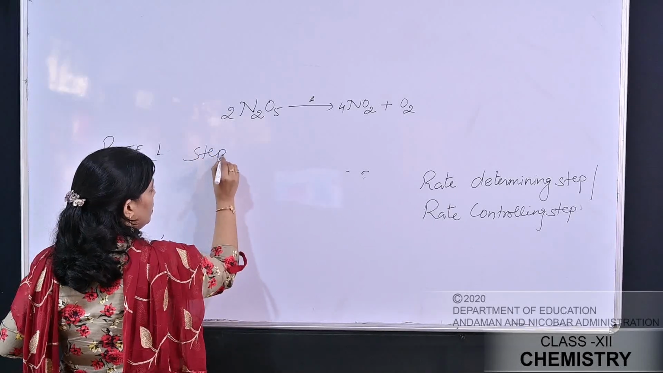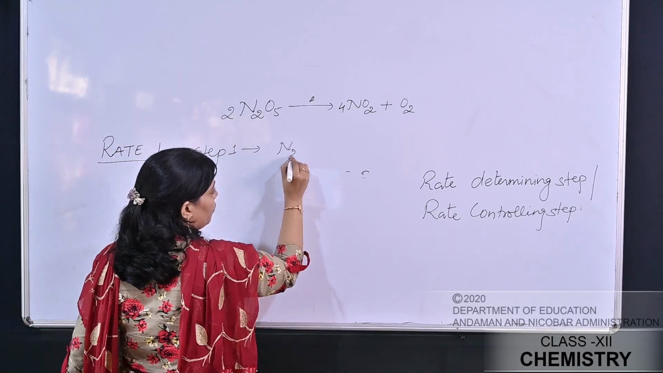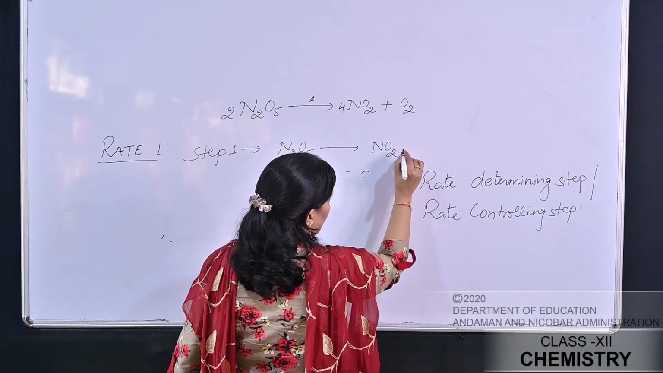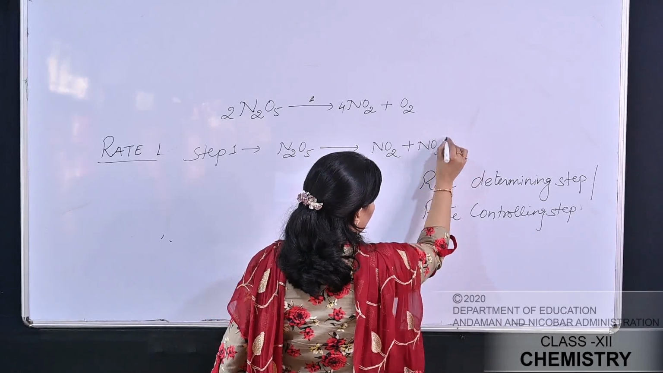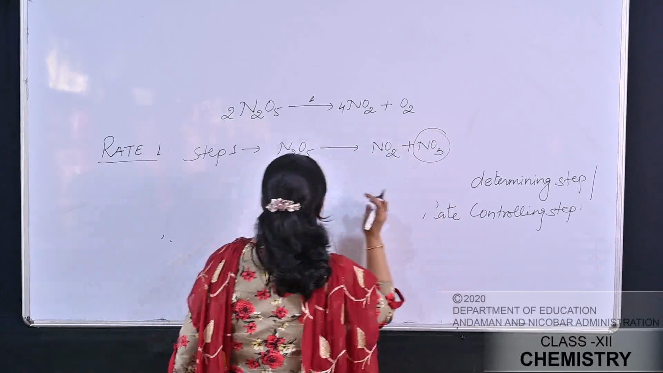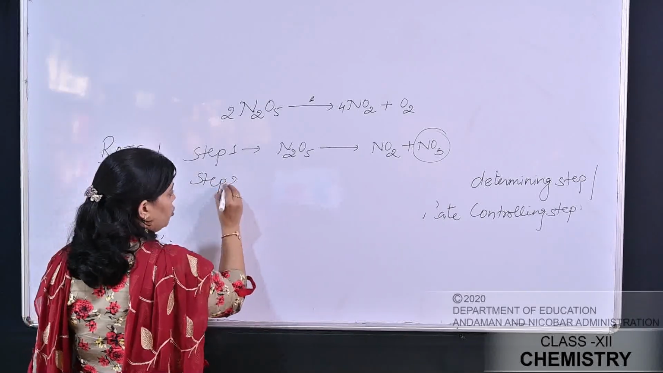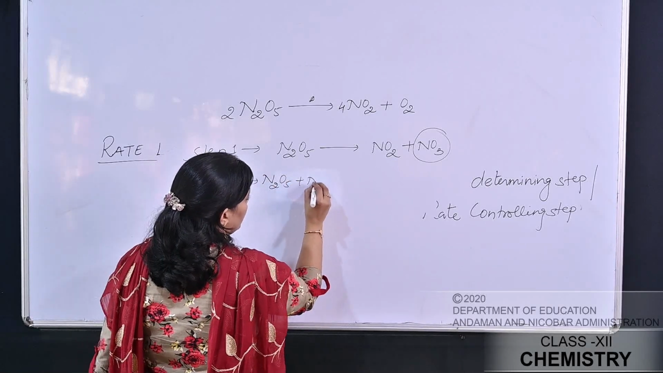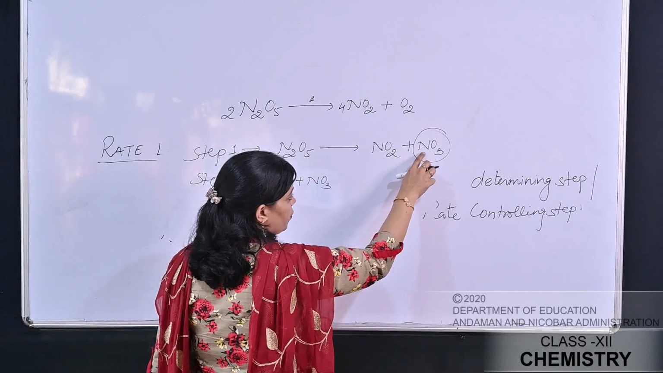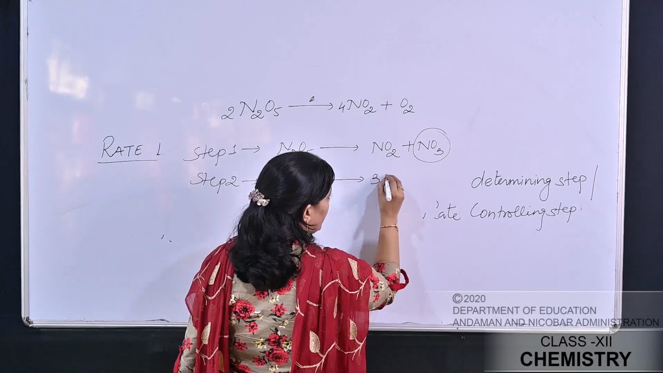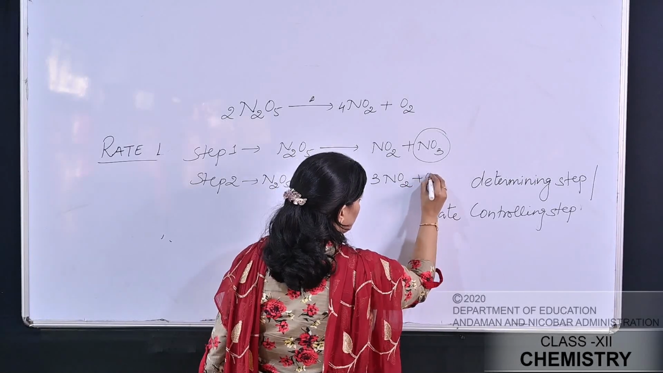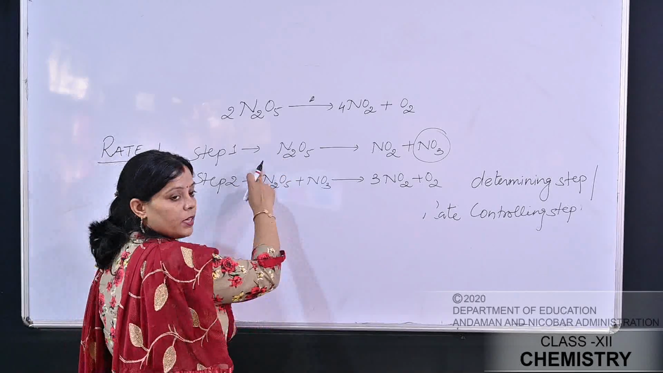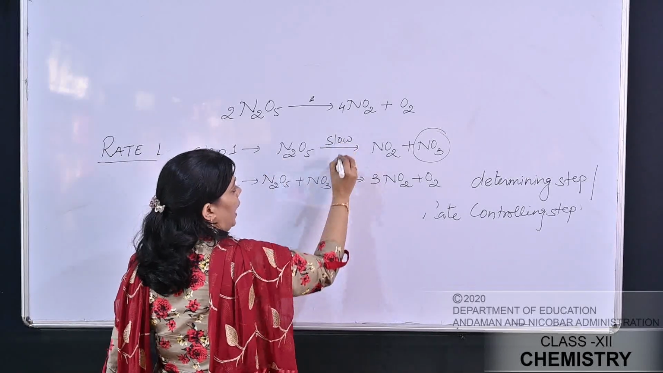In step 1, 1 mole of dinitrogen pentoxide gives the products nitrogen dioxide plus nitrogen trioxide. Here the nitrogen trioxide is an intermediate which is involved in the second step. In step 2, another mole of dinitrogen pentoxide combines with nitrogen trioxide, the intermediate formed in the first step, and gives 3 moles of NO2 plus O2. The experimental evidence suggests that the first step is the slow step and the second step is the fast step.